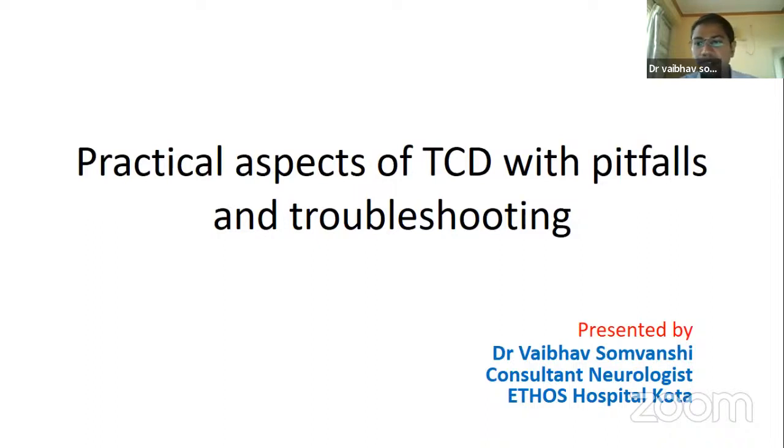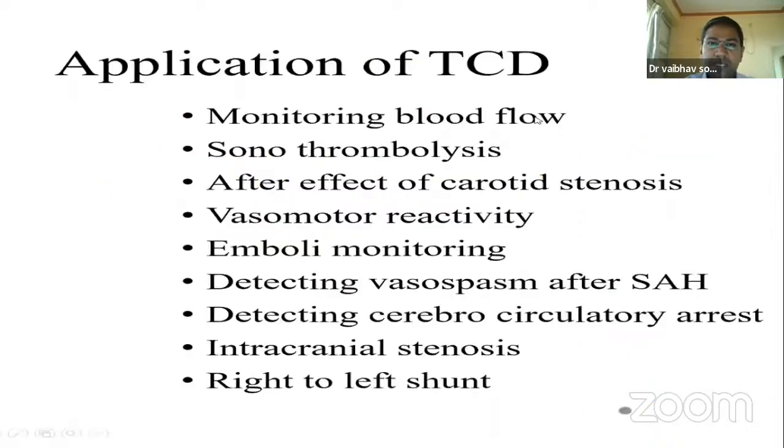Today we will discuss an important but underutilized tool from the neurologist's armamentarium, that is TCD, which is transcranial Doppler. Today we will discuss practical aspects of transcranial Doppler with the pitfalls and how to solve those pitfalls in the form of troubleshooting. The applications of the TCD are monitoring of the blood flow in the cerebral vasculature and sonothrombolysis, after effect of carotid stenosis, vasomotor reactivity, emboli monitoring, detection of vasospasm after subarachnoid hemorrhage, detecting cerebral circulatory arrest, intracranial stenosis, and right to left shunt.